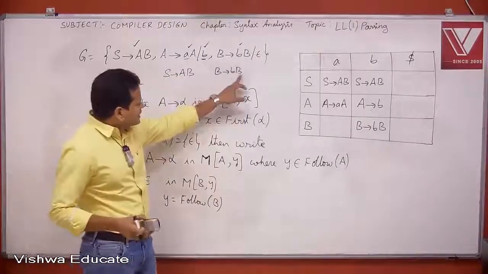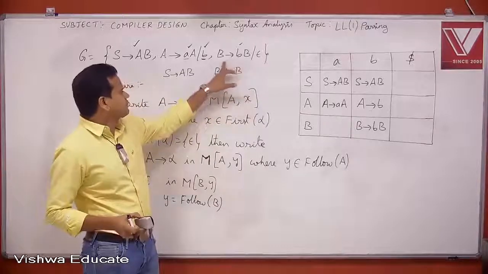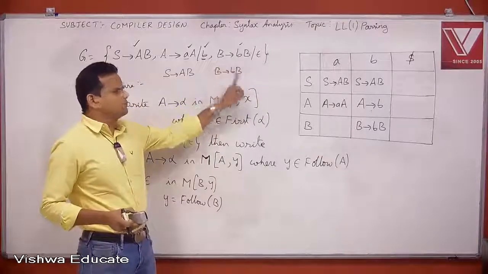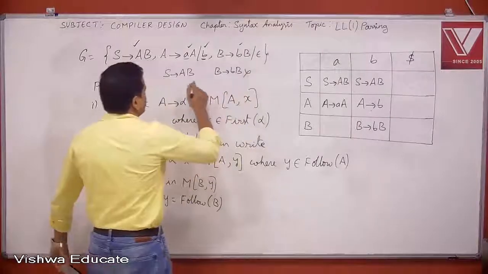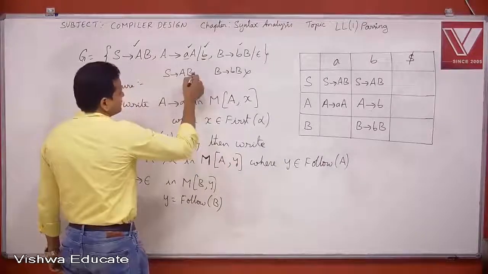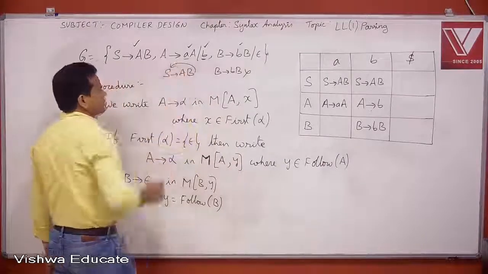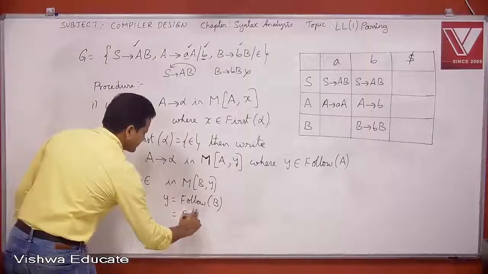On the right side of B, nothing. Then follow of B equals follow of B. With this we cannot find anything, just leave this. And here on the right side of B, nothing. Then follow of B equals follow of S.